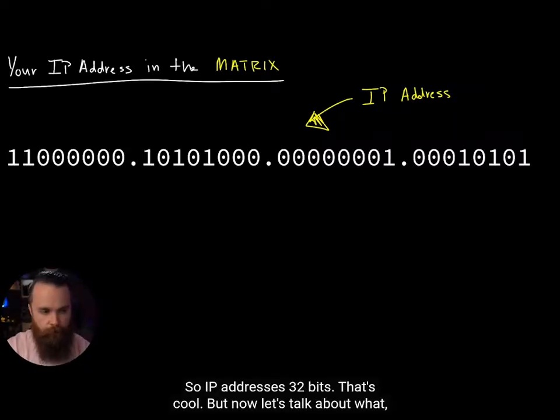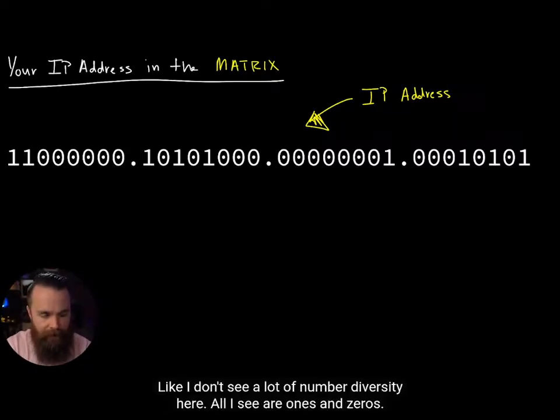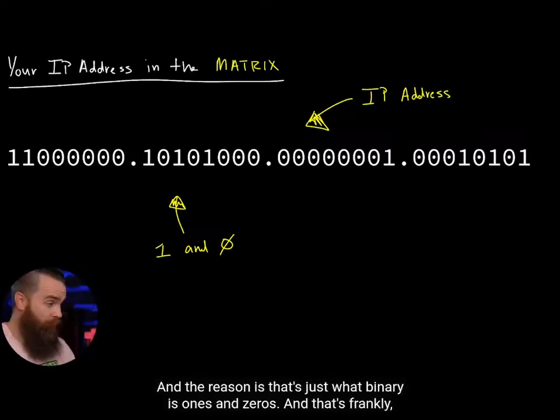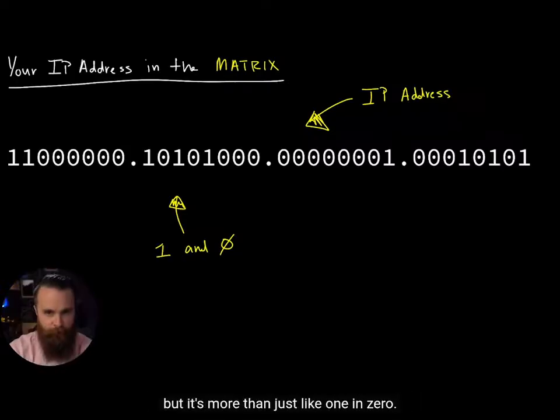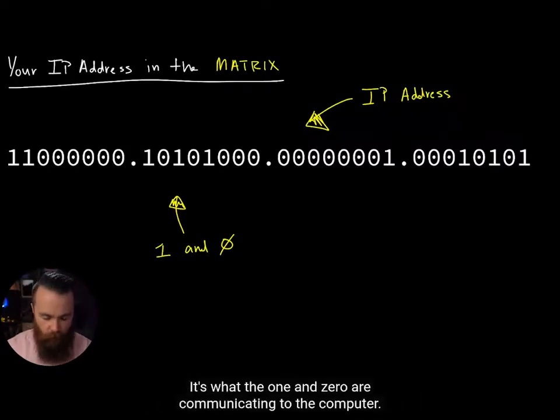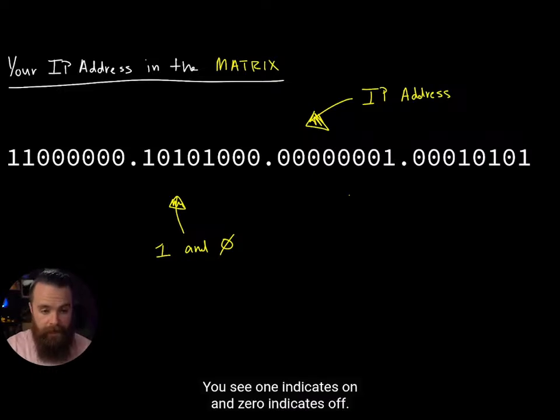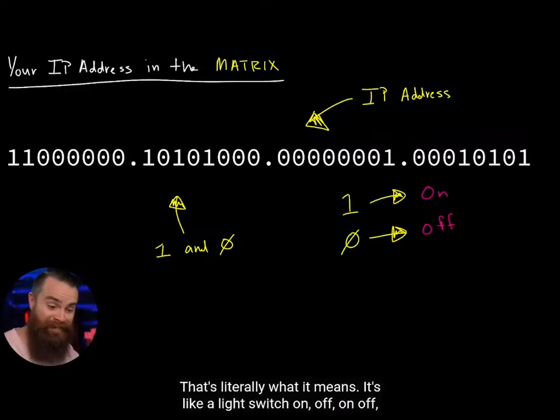But now let's talk about what these numbers are even doing. I don't see a lot of number diversity here. All I see are 1s and 0s. And the reason is that's just what binary is, 1s and 0s. And that's frankly all your computer cares about. But it's more than just 1 and 0. It's what the 1 and 0 are communicating to the computer. You see, 1 indicates on, and 0 indicates off. That's literally what it means. It's like a light switch.